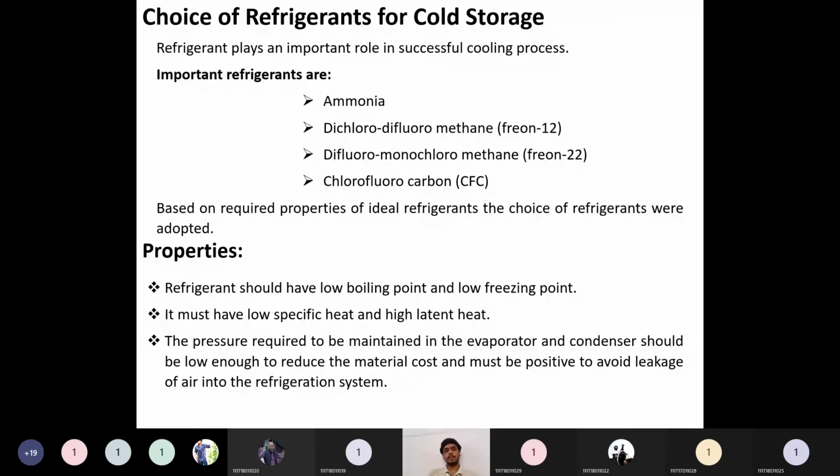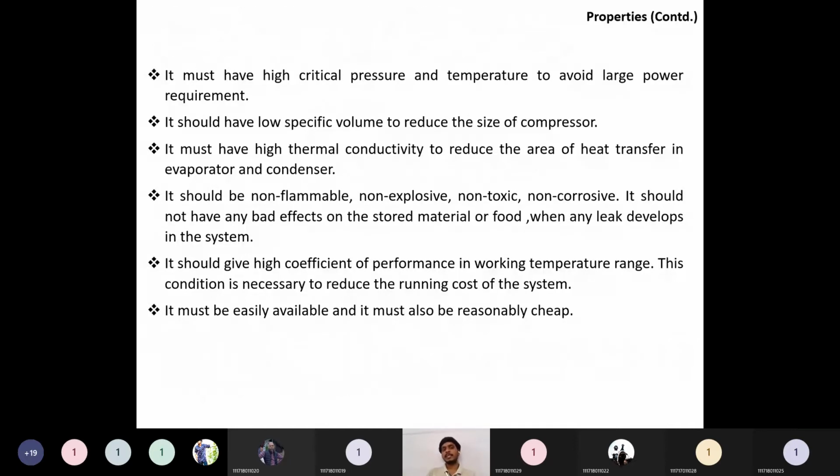So that's the criteria. Then the next one is it must have high critical pressure and temperature to avoid large power requirement. If critical pressures and temperatures are very high for a particular type of refrigerant, what happens? The power requirement will be very high to heat that, to condense that. The condenser, yes, that name is condenser. So the backside of the refrigerator, that condenser will be there, looking after this evaporation and simultaneous condensation cycle. The compressors usually fail in our household refrigerators.